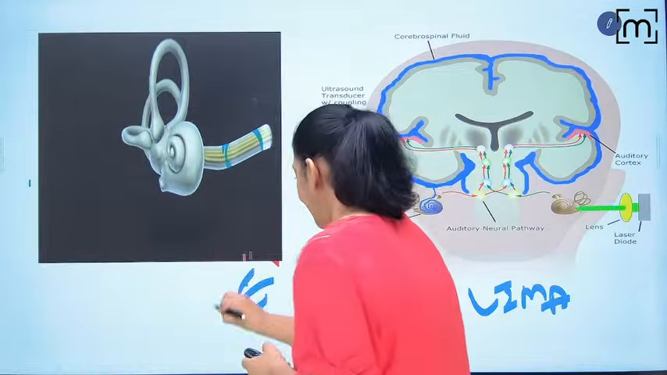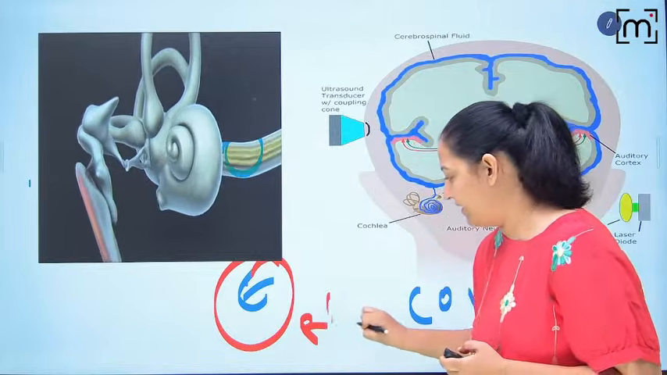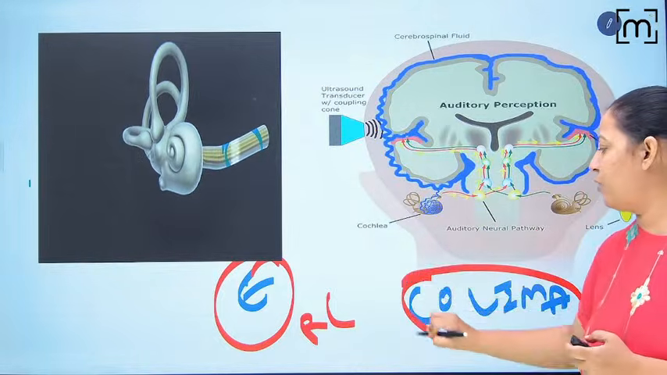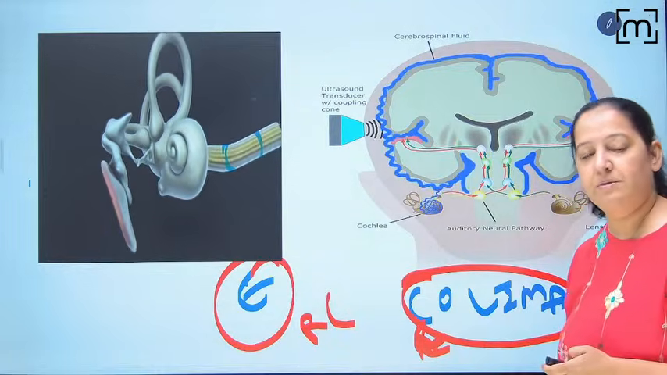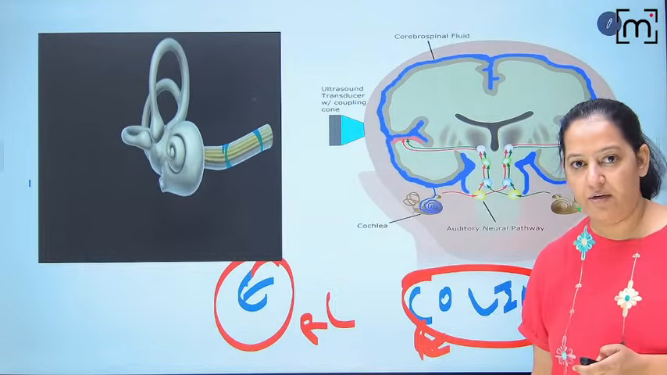If there is a lesion in the eighth nerve, it's retrocochlear. And if there is a lesion anywhere in the cochlear nuclei, it's central. So these are the two types of sensory neural deafness. I hope you all got it.